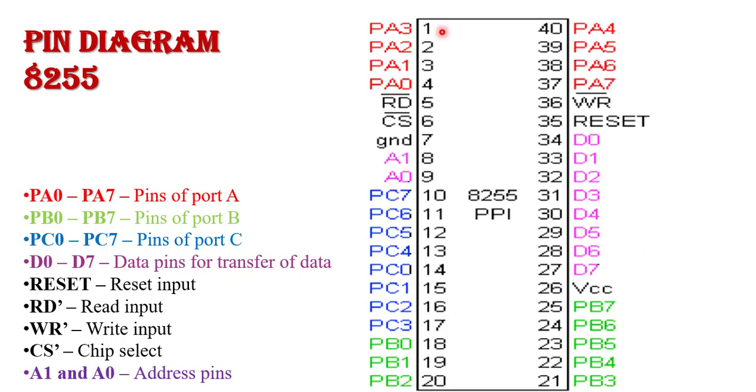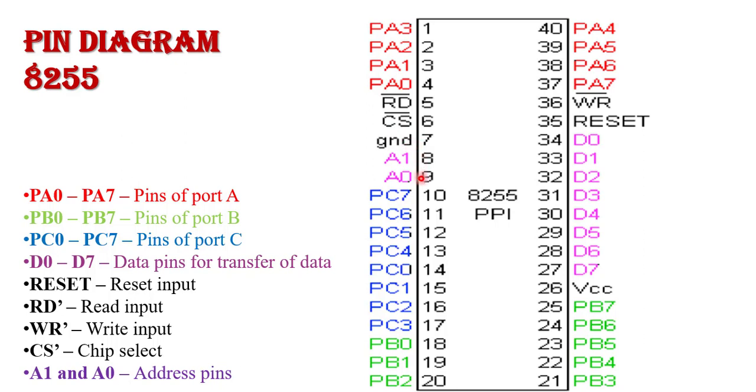So let's start from the leftmost pin, that is pin number 1. From pin number 1 to pin number 4 is PA0 to PA3, 4 pins of port A. Pin number 5 is RD bar, that is the read input pin. Pin number 6 is CS bar, that is the chip select pin. Pin number 7 is GND, that is the ground pin.